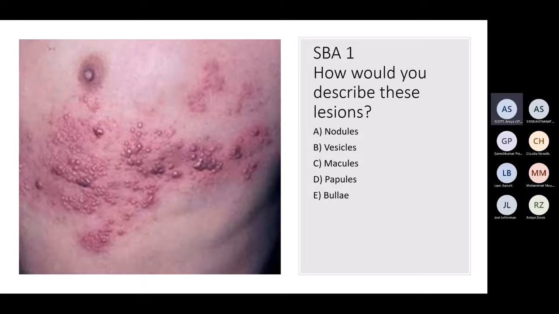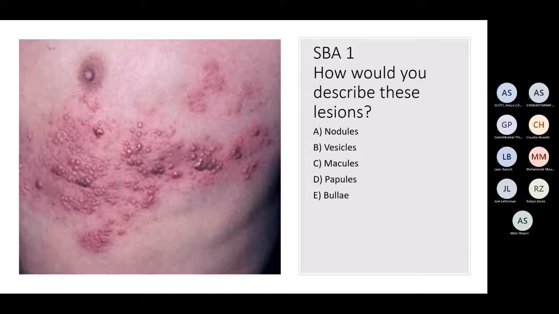So first SBA, how would you describe these lesions? I'm going to open the poll now. Just going to refresh. I don't think that opened. One second. Try again. There we go. It's open now. So are they nodules, vesicles, macules, papules, or bulla? I appreciate it's a bit hard to tell from this photo, but some of you might know what disease it is, which might help. Going to give it 5 more seconds.